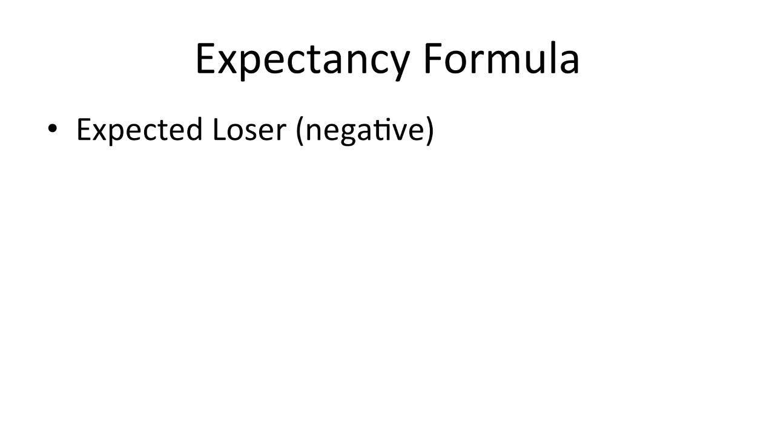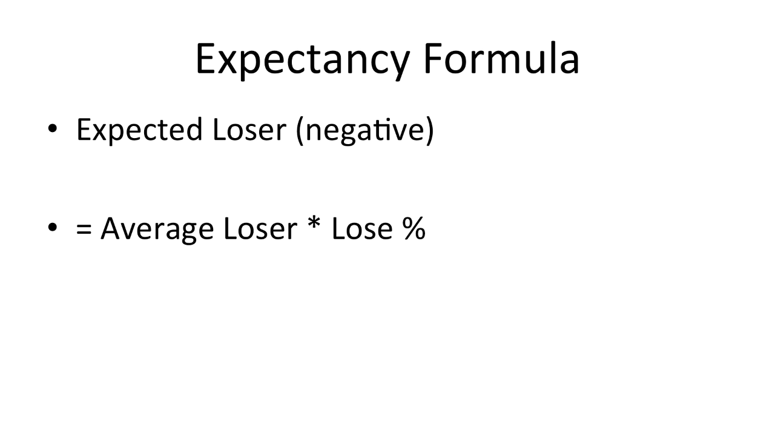Also, now you need your expected loser, right? We said you have your winning side and your losing side. This will be a negative number, right? This is an expected loser. What's my expected loser over time? What am I getting? Well, to do that, we do your average loser multiplied by your lose percentage, again, represented as a decimal. So let's say your lose percentage is 25%, so 0.25, right?